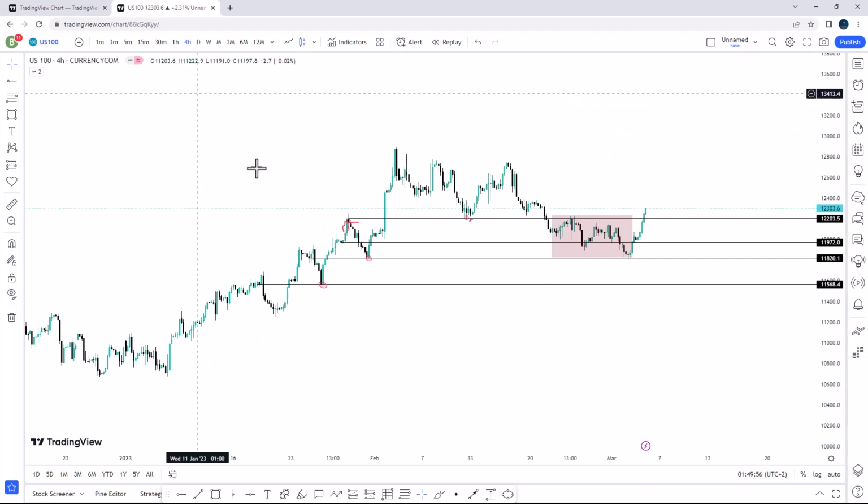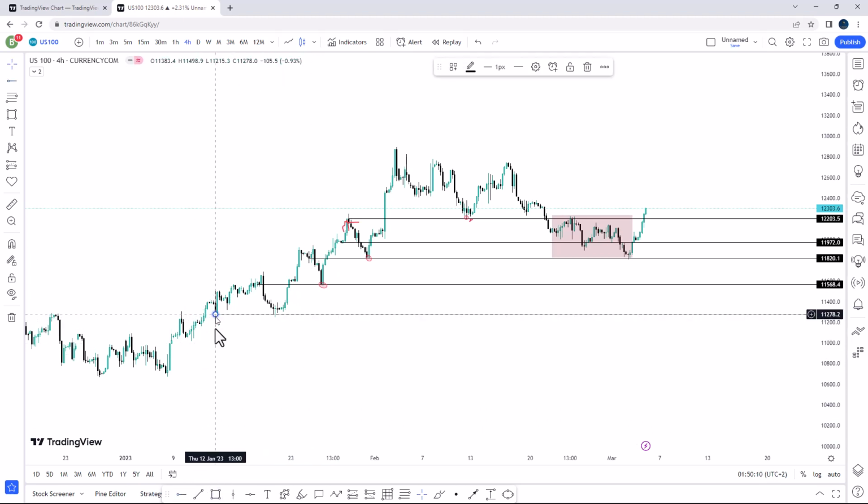I'm not talking about entries on this area. I'm simply showing you areas of reaction, areas of action. Hope you understand. By now, I hope you understand the rejection block, because I created a good video for you. You should understand why the market was buying here.